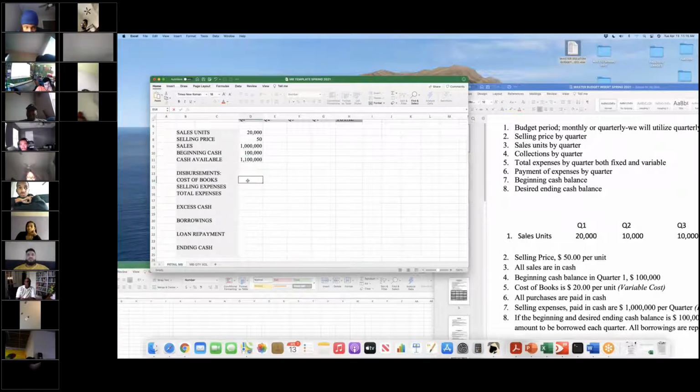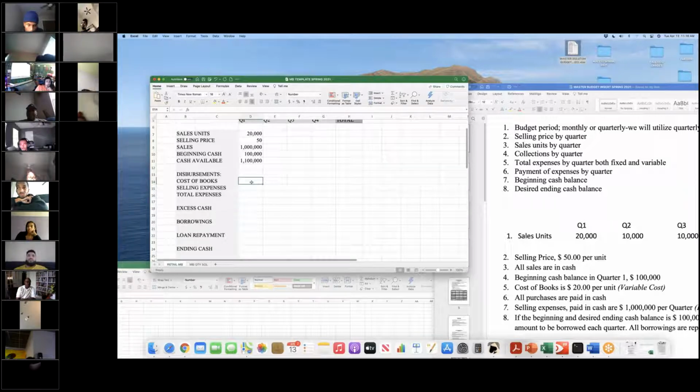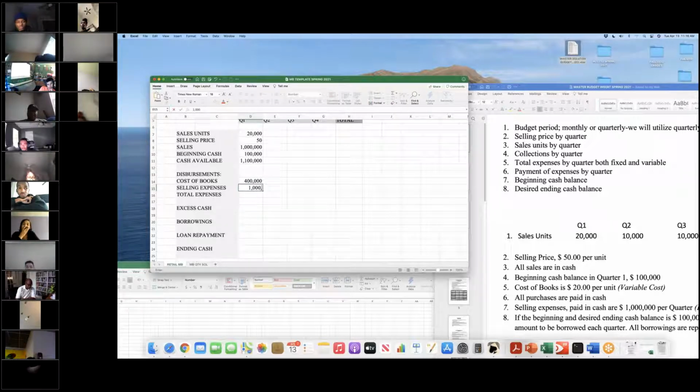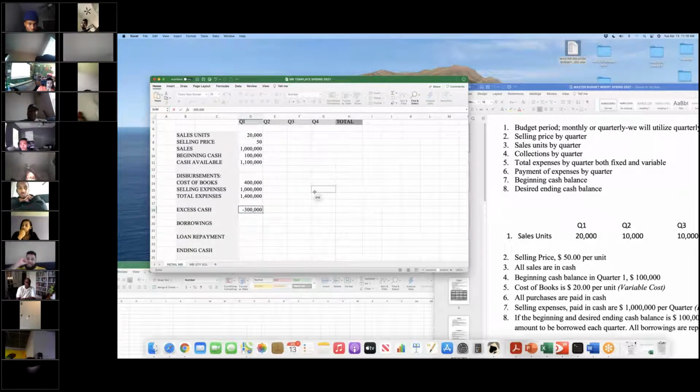Let's look at our disbursements. The books cost us $20 each. So if we sell 20, we've got to buy 20. So what's the cost of the books going to be? $400,000. And the selling expenses are a fixed what? $1 million. So your total expenses for this first quarter is $1.4 million. But you only got $1 million. And so you have a negative 300,000 cash position.